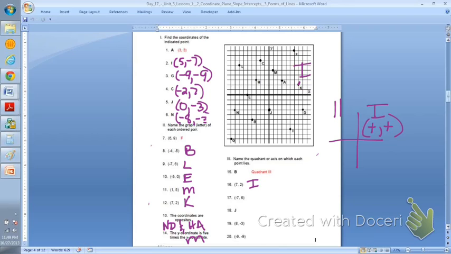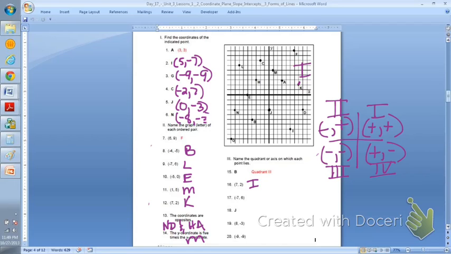Just a reminder, in quadrant 1, both your x and your y values are positive. In quadrant 2, your x values are negative, but your y values are still positive. In quadrant 3, both your x and your y values would be negative, and in quadrant 4, your x values would be positive, but your y values would be negative.